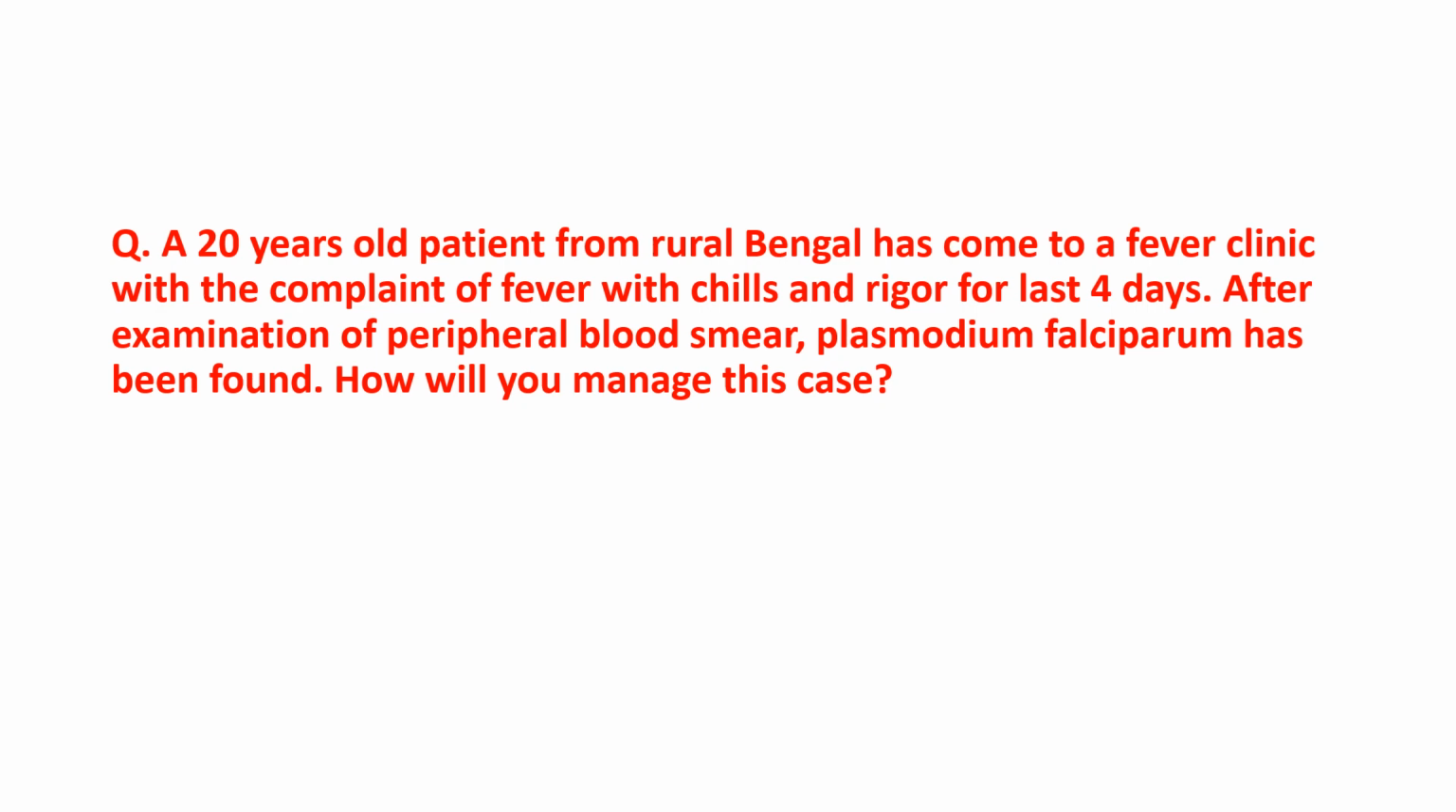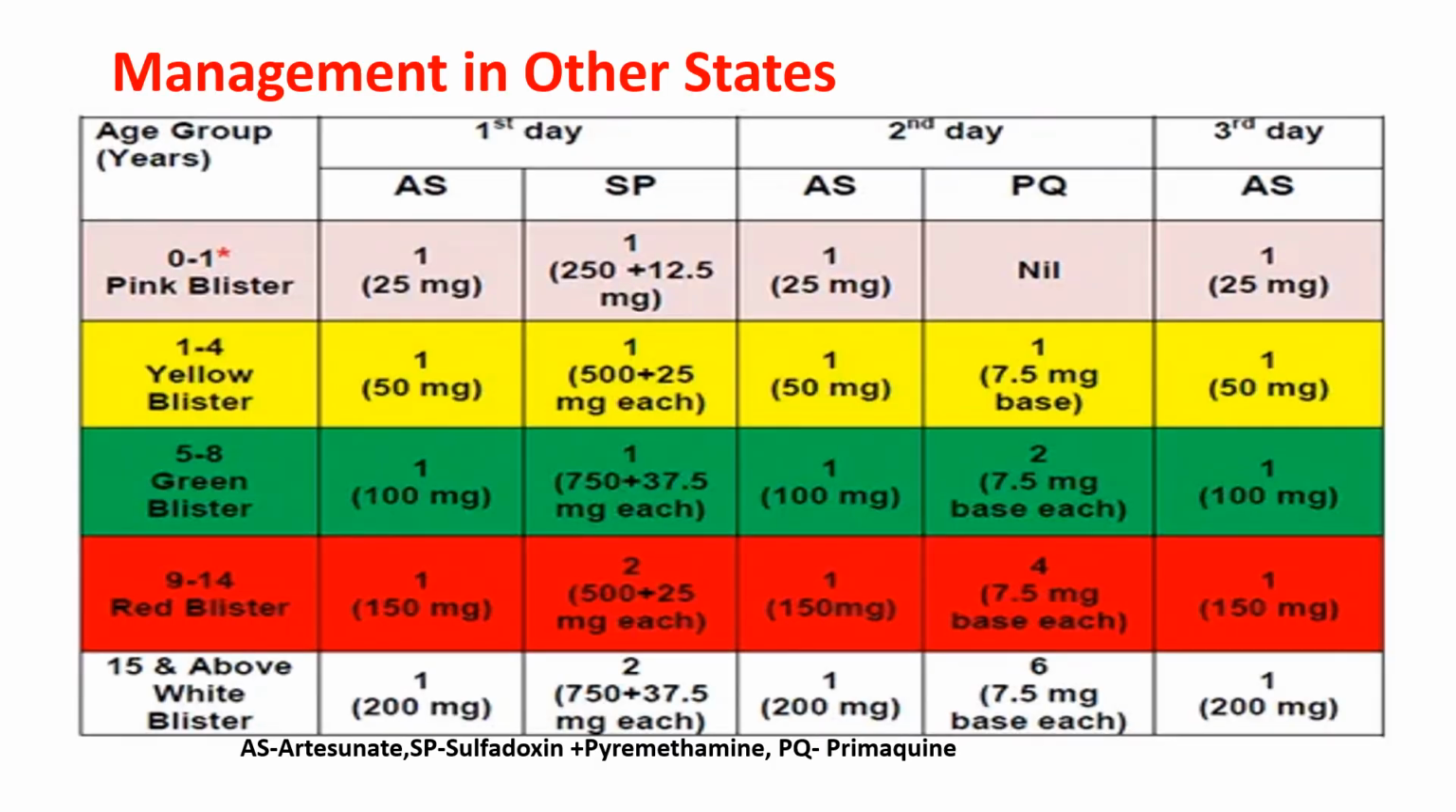That is, a 20-year-old patient from rural Bengal has come to a fever clinic with complaints of fever with chills and rigor for the last 4 days. After examination of the peripheral blood smear, Plasmodium falciparum has been found. How will you manage this case? That is a card of falciparum malaria, but it may also be that of vivax malaria. You have to remember the 2 types of treatment. The card might mention a particular state, which may be from the northeastern states, and you have to follow the northeastern state regime, or it may be from another state and then you have to follow the other state regime.